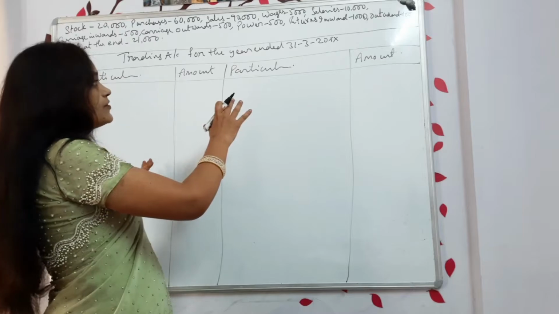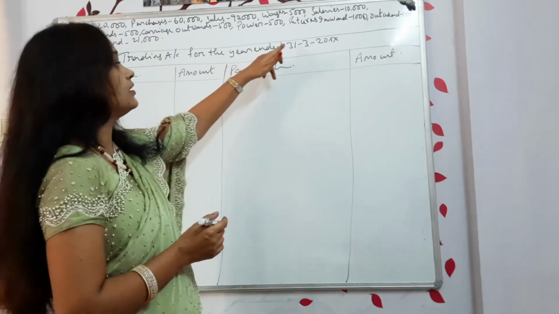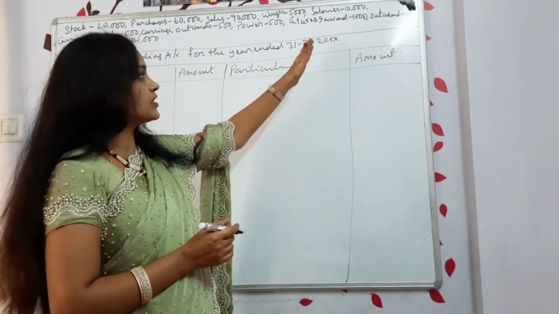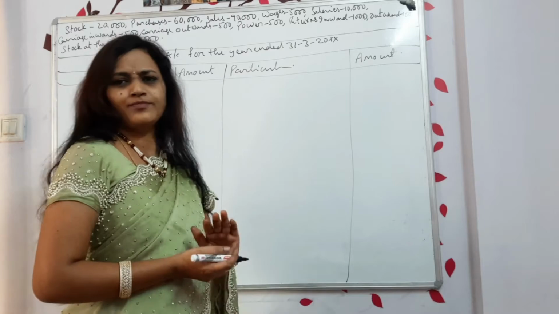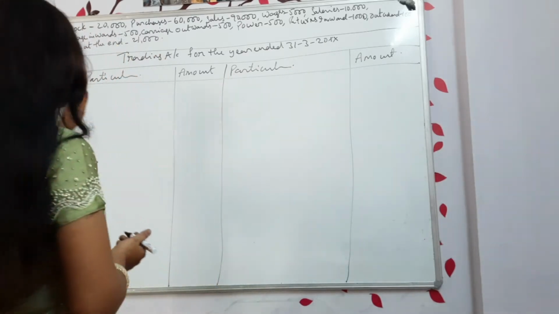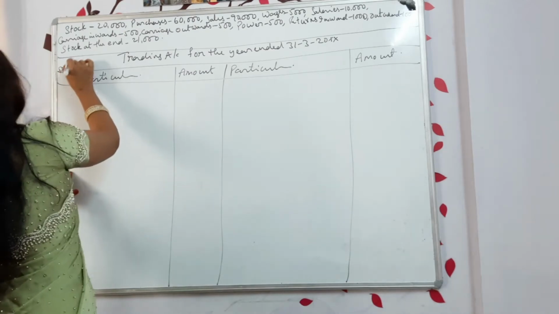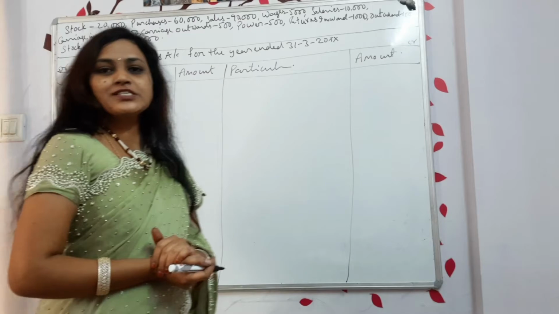So this is the question we are preparing for trading account. What is the format? Trading account for the year ended, whatever year is mentioned, 31/3/20 I have given. It can be 20, 21, 19, 18, anything. Whatever year they mention, you have to write over there. Now trading account, particulars amount and particulars amount.